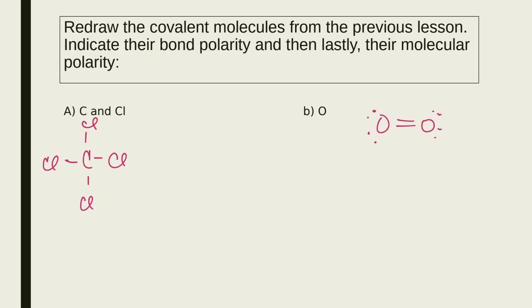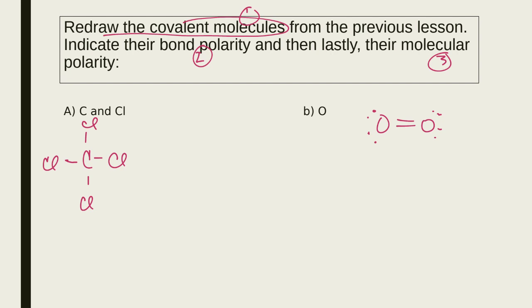We're now going to apply molecular polarity to our covalent molecules, and there are 3 steps in order to do this. First, you have to redraw or draw your covalent molecules. This is step number 1, and this is what you learned in grade 10. Then secondly, you have to indicate the bond polarity. And then lastly, the molecular polarity. So there are 3 steps to this.